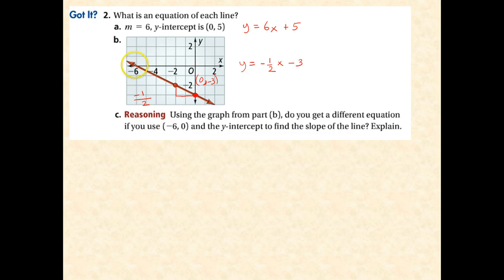So C is asking us, what if we use this point instead of this point? Do we still get the same slope? The answer is going to be yes. But here you got to go down 1, 2, 3. So that's negative 3 for the rise. Down 3 and then over 1, 2, 3, 4, 5, 6. And negative 3 over 6 is negative 1/2.